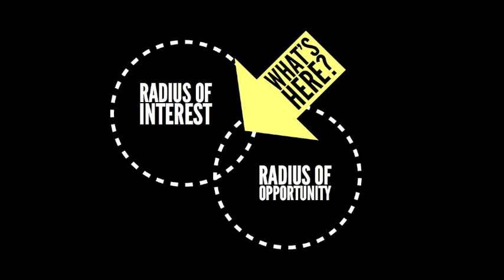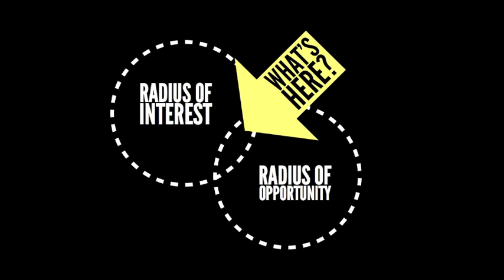I want to suggest, therefore, that there's a radius of interest and a radius of opportunity. I'd like to thank Paul Golding for this nice way of explaining this. There's a radius of interest in terms of what the person who you're trying to influence is interested in, but also the areas of opportunity. And I think that depends heavily upon technology these days.